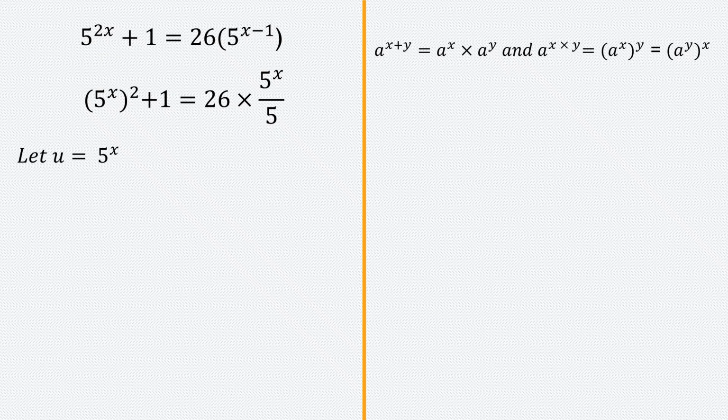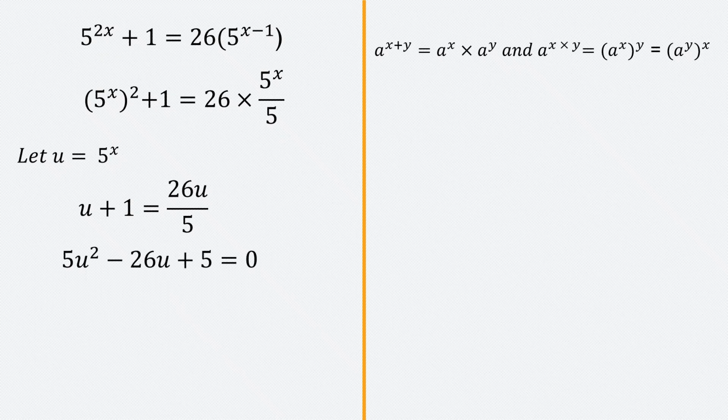At this point, we can replace 5 to the power x with a variable. So our equation now looks like this: u squared plus 1 equals 26u over 5. Now you can multiply through by 5 and then bring everything to the left hand side, and you get 5u squared minus 26u plus 5 equals 0.